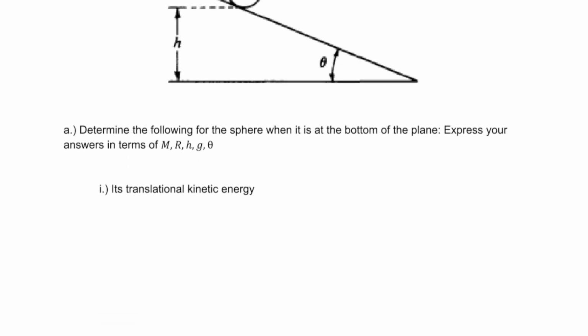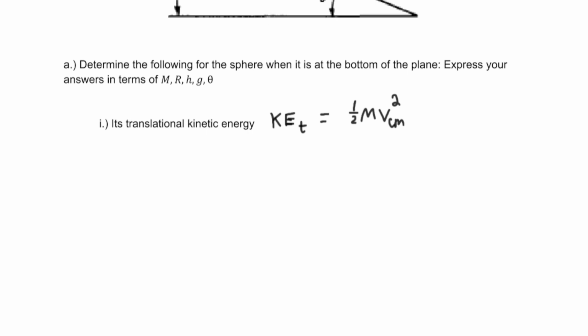So first, we want the translational kinetic energy at the bottom of the plane. So, well, translational kinetic energy, so kinetic energy of translation is just going to be equal to 1/2 times the mass times the velocity of the center of mass squared. Well, we don't know v, and we don't have that as a legal symbol we can use. So our goal of this problem is figuring out what the v is going to be of the center of mass so we can actually evaluate this function.